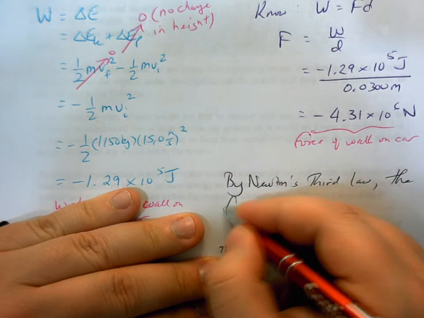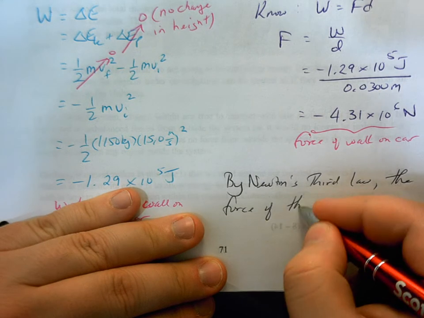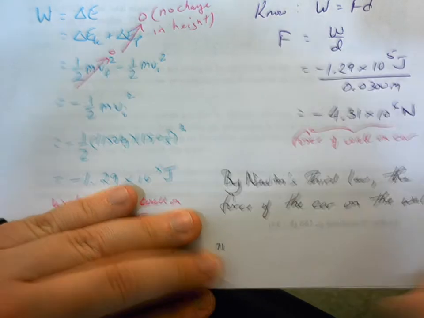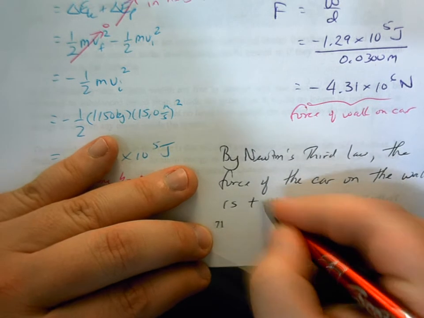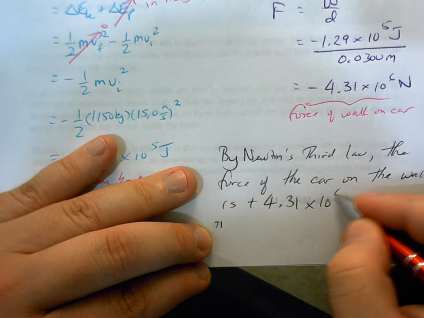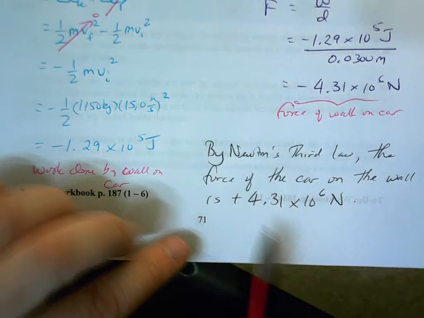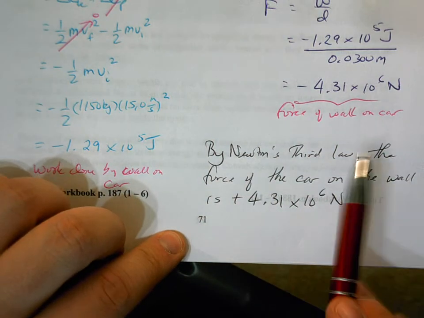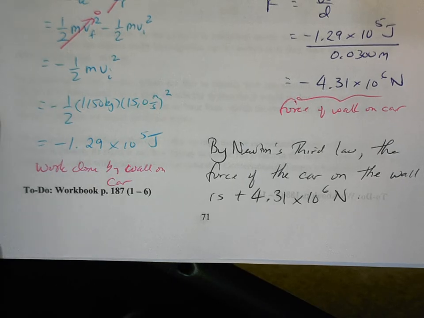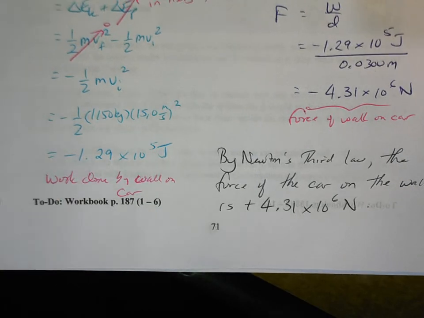the force of the car on the wall is, we'll say positive, we'll change the sign, positive 4.31 times 10 to the 6 newtons. So the force is equal, it's just in the opposite direction, which we account for by the change in sign. That's it.